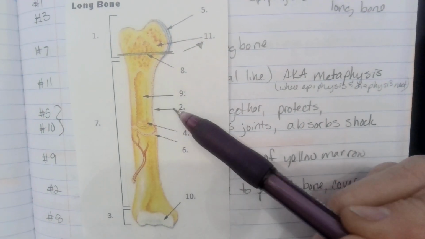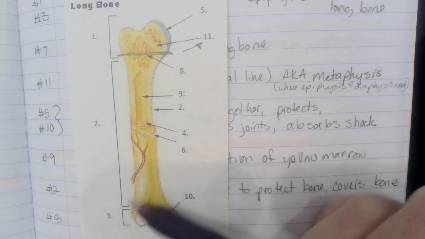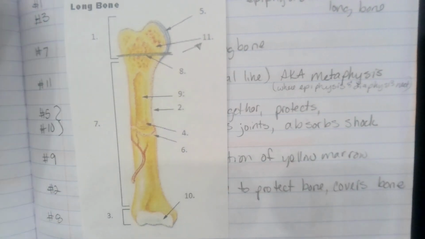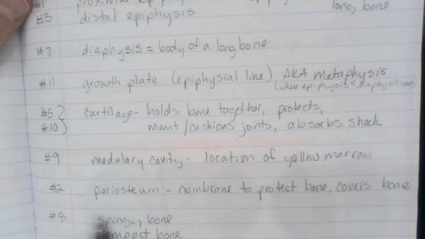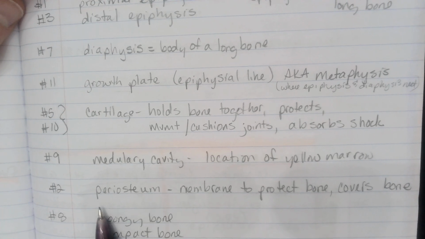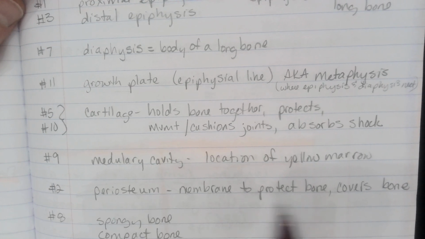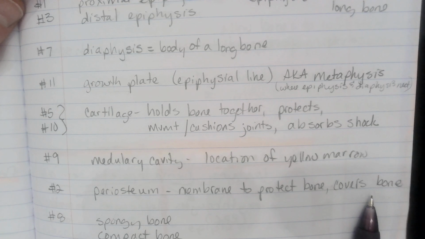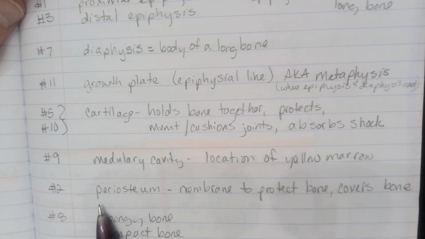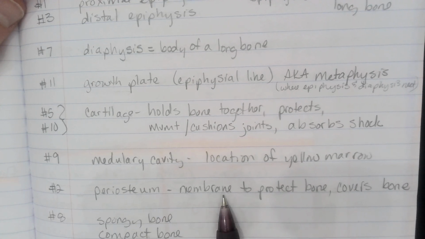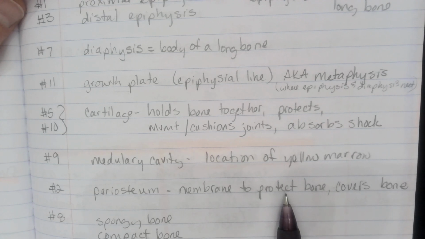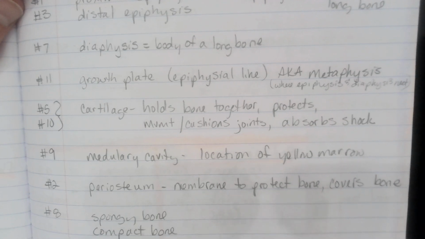Number 2 is kind of pointing right here, but it really indicates the thin tissue across the top of the bone, because it's the periosteum. The periosteum is the membrane that covers the bone to protect the bone.